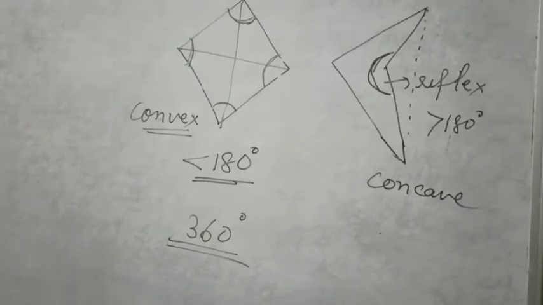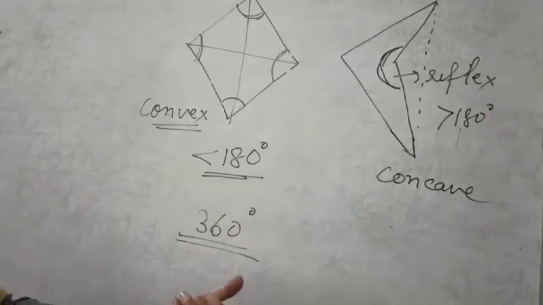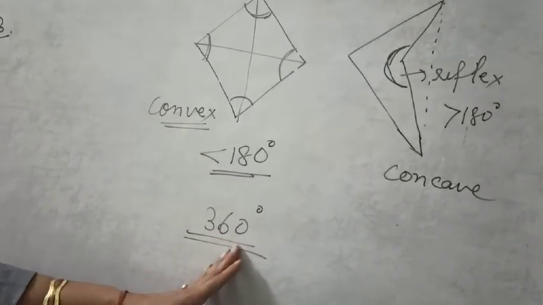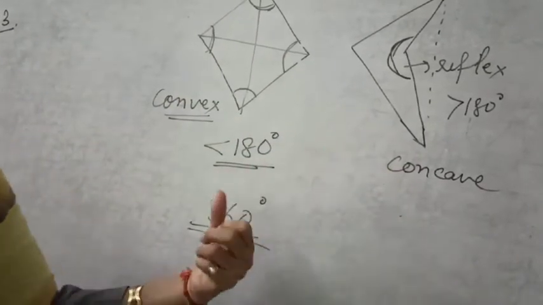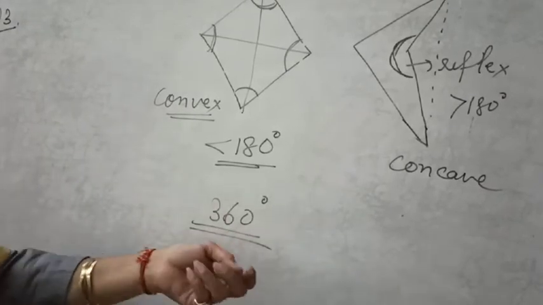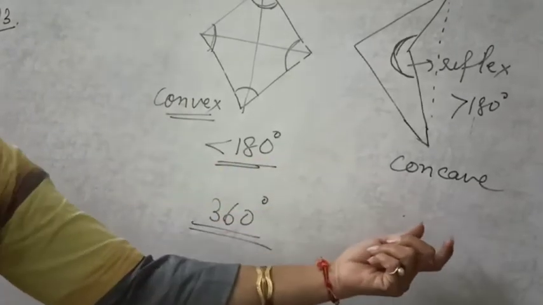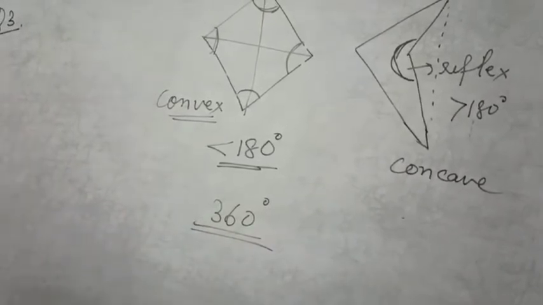Now the second part was, will this property hold if the quadrilateral is not convex? Just now I gave the answer of the same. If it is not convex, it means if it is concave, then will the property that the sum of the interior angles will remain 360 hold? Yes. You are supposed to write yes. If it is a concave quadrilateral, then also the sum of interior angles is 360 degrees.